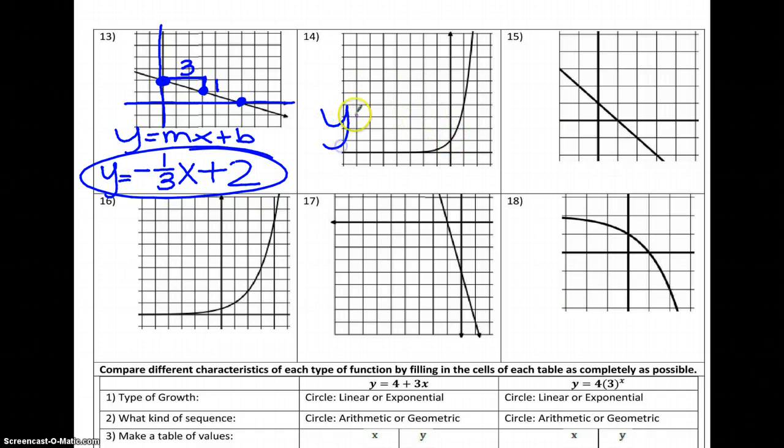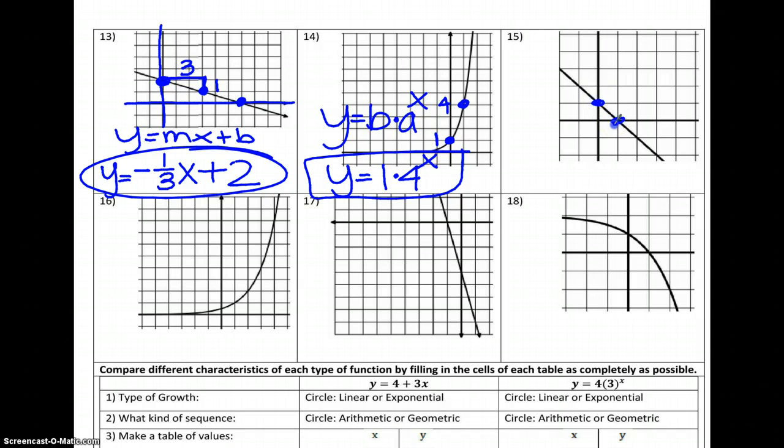Notice this line is exponential, so y equals b times a to the x. The b value is 1, as you can see here. And if you go from 1 and it hits again here, 1, 2, 3, 4. If I go from 1 to 4, what do I have to multiply by? I have to multiply by 4. 1 times 4 is 4. So it's y equals 1 times 4 to the x.